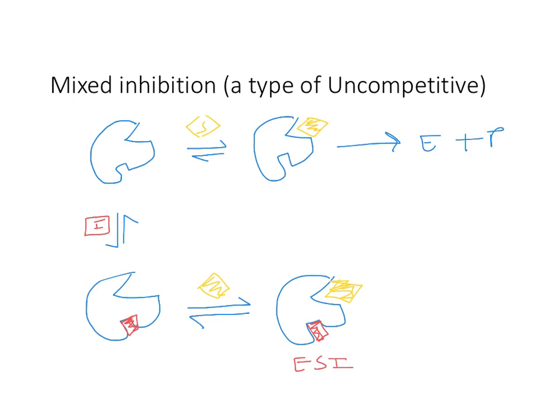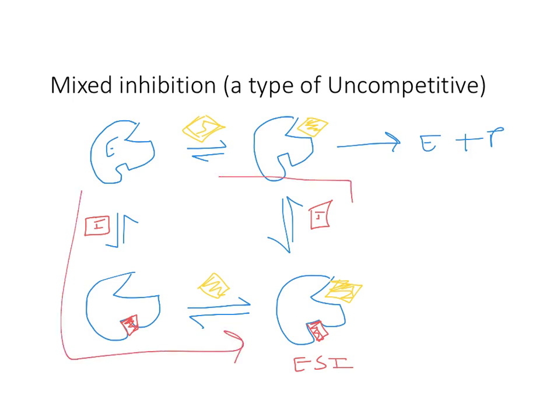If we start up here where enzyme binds substrate first, then the second part that will happen, if there's inhibitor around, inhibitor binds second, and basically all roads lead to enzyme substrate inhibitor complex. And so again, in mixed inhibition, the order doesn't matter.